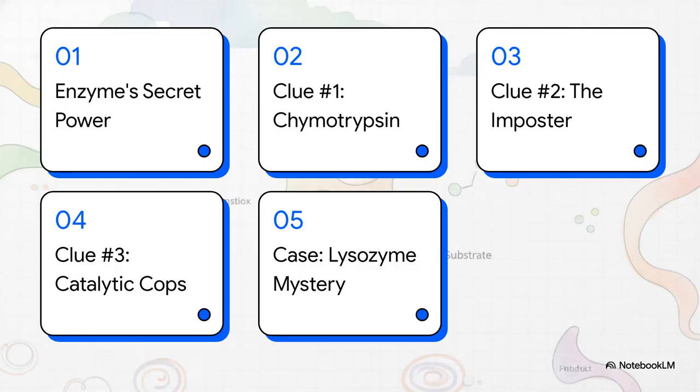To get to the bottom of this, we're going to follow the evidence, just like detectives. We'll look at some forensic data from an enzyme called chymotrypsin. We'll examine a master decoy built by chemists, see how scientists created catalytic copycats from scratch, and then, finally, we're going to put it all together to crack a 40-year-old cold case, the lysozyme mystery.